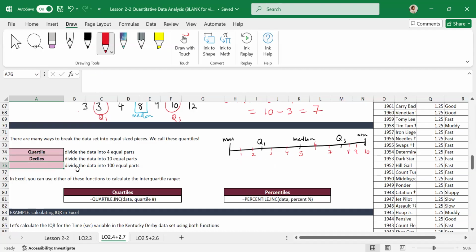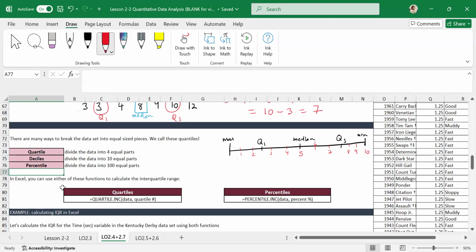Another way to break the data up is what's called the percentile, where you break the data up into 100 equal pieces. I can't really draw that one out because it'd be almost impossible for me to draw 100 little equal pieces here, but you get the idea. Instead of breaking it up into 4 pieces like the quartiles or 10 pieces like the deciles, you'd break it up into 100 equal pieces.